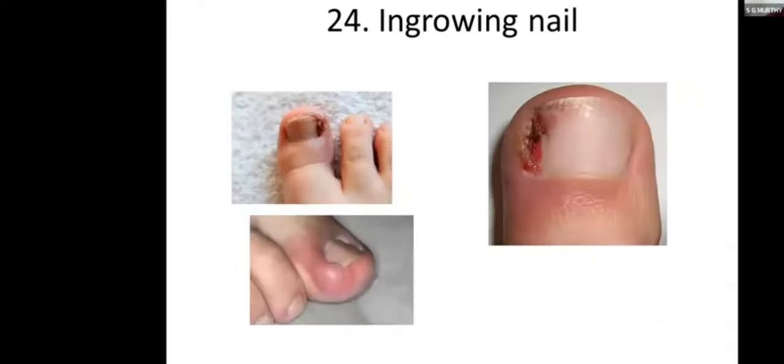Ingrowing nail, you will see this very often, because the sides of the nail dig into the skin and injure the skin. What happens is that it acts like a knife there, and it is there only. You are not allowing the skin to heal because that keeps hitting that part. So for treatment, the patient will come with a painful condition.